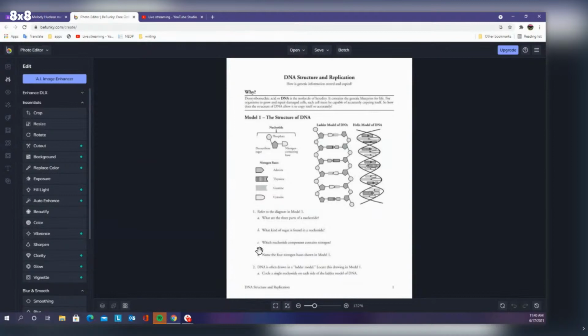Which nucleotide component contains nitrogen? That would be the what. And then you're going to name the four bases. Then this last one says DNA is often drawn in a ladder model. Locate this drawing in model 1. Circle a single nucleotide on each side of the ladder. And that's all you have. So from what we've already done, you should be able to complete that on your own.